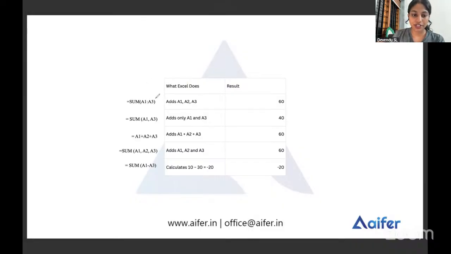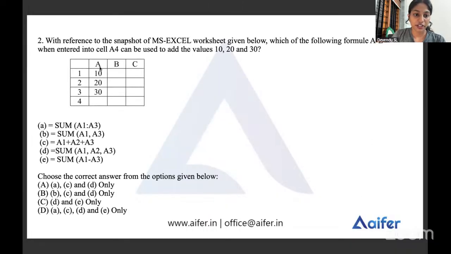So the first option here is given as SUM. The command is SUM(A1:A3). Sorry, colon, not semicolon. A1 colon A3. It means the cell range includes the cells from A1 to A3. Here we know what the cells A1 to A3 mean. It includes A1, A2 and A3, right?